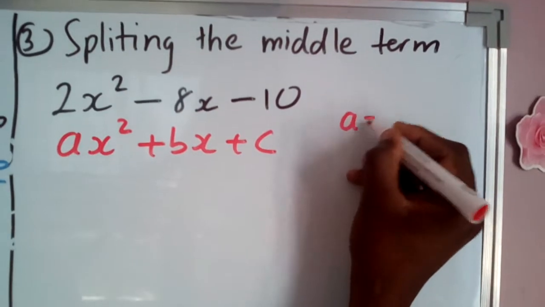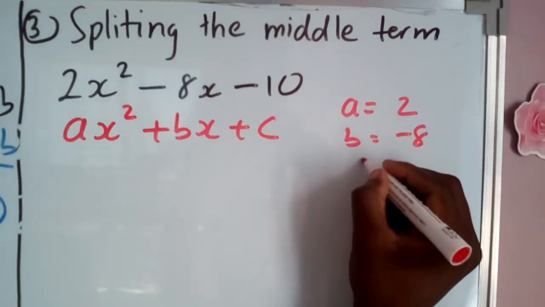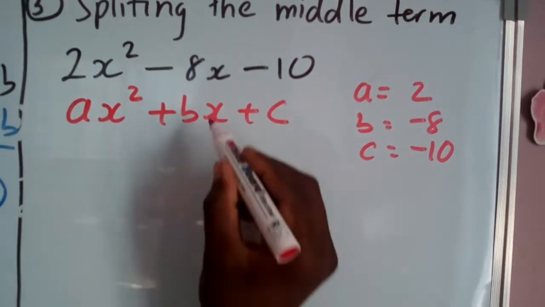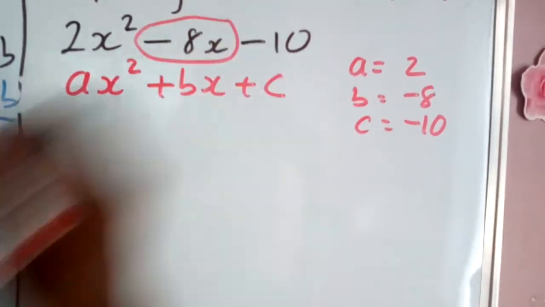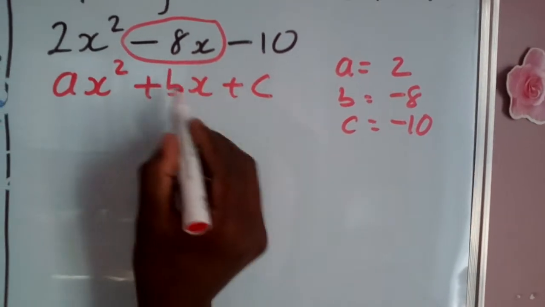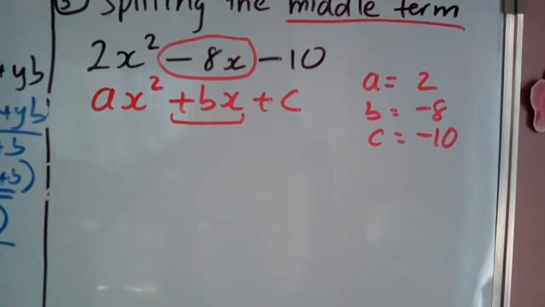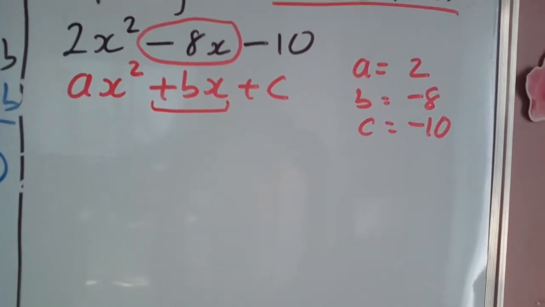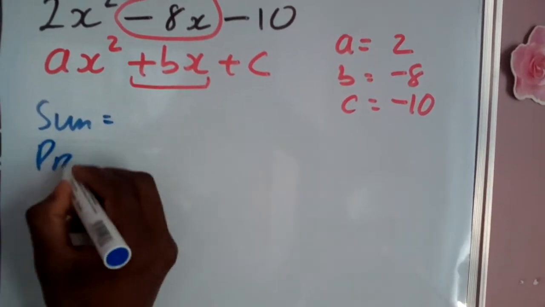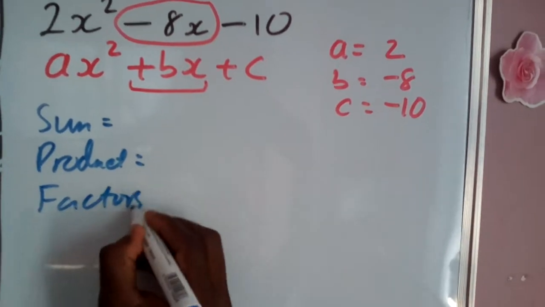This means our value of a here is 2, our value of b is minus 8, and our value of c is minus 10. First of all, we need to look for two factors which will replace the middle value, that's the b value. That will be splitting our middle term. In order for us to get that value, we shall have to look for the sum and the product, in order to get our factors.